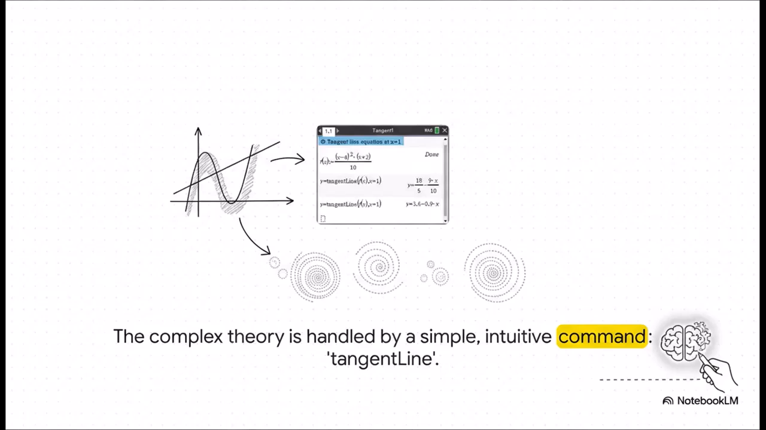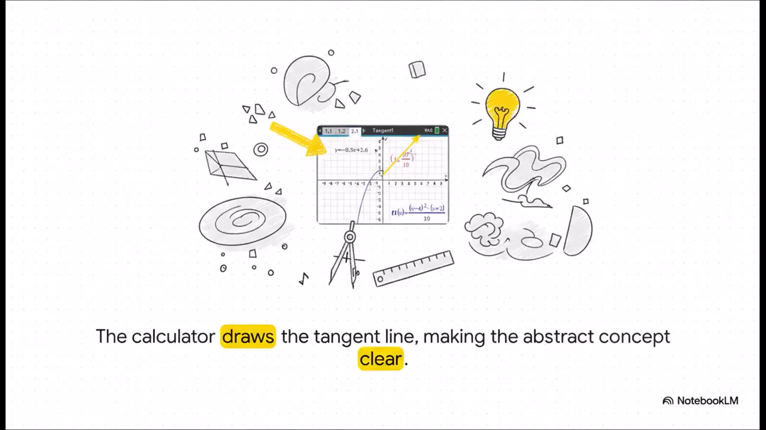It's crazy. After you've defined your function, you just use the command tangent line and tell it the point you're interested in, in this case, where x equals 1. All that complex theory is boiled down into one simple, intuitive command. And there you go. That's the result. The calculator doesn't just give you the answer, the equation of the tangent line. No, it draws it for you, showing it perfectly touching the curve at that one single point. This visual makes the whole idea of a tangent line just click.